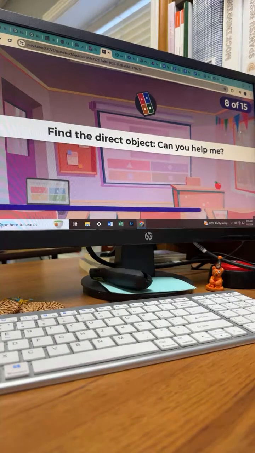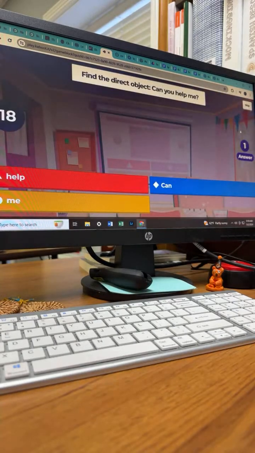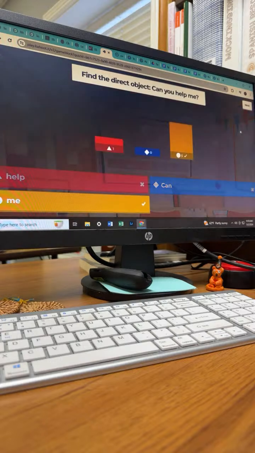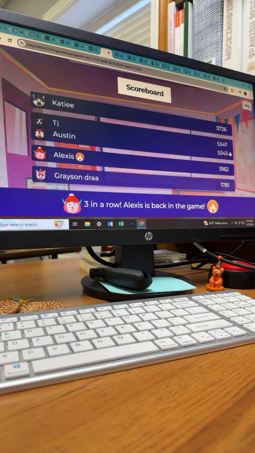Can you help me? I want you to pause for a second and turn this into a statement. You can help me. And that will tell you what your direct object is. You can help me. Okay, it's me. Because when we turned it into a statement, you can help me. Who is being helped? Me. That's the direct object. That's the only object up there.